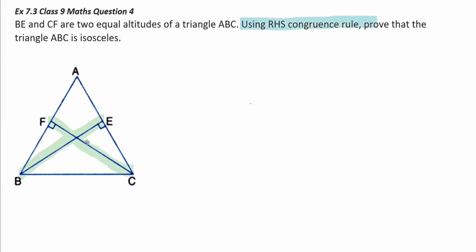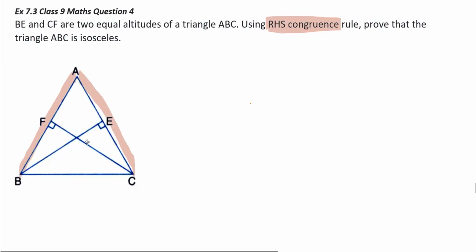Then there's a restriction given, right? We have to use RHS to prove these two triangles congruent. Using RHS, we have to prove these two triangles congruent. Now, obviously, we'll prove these two triangles congruent, and therefore we will prove this an isosceles triangle. So, in short, we have to use the RHS congruency rule. And obviously, when proving these two triangles congruent, we can write this side AB as equal to the side AC.